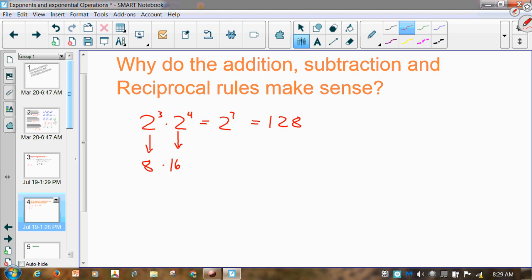So 2 to the 3rd times 2 to the 4th becomes 8 times 16. If we multiply 8 times 16, what will we get? 8 times 6 is 48. 8 times 1 is 8, plus the carried 4 is 12, so 128. And there you go, okay? So you can see in this illustration that the addition of exponents when we multiply numbers is mathematically correct, okay? Let's do another one here.